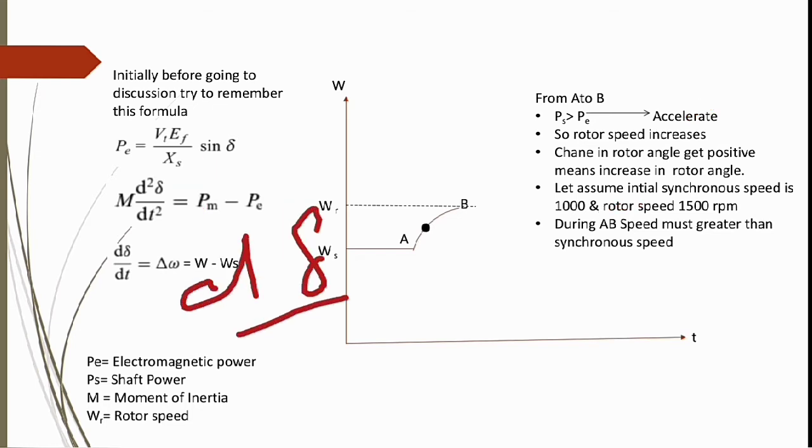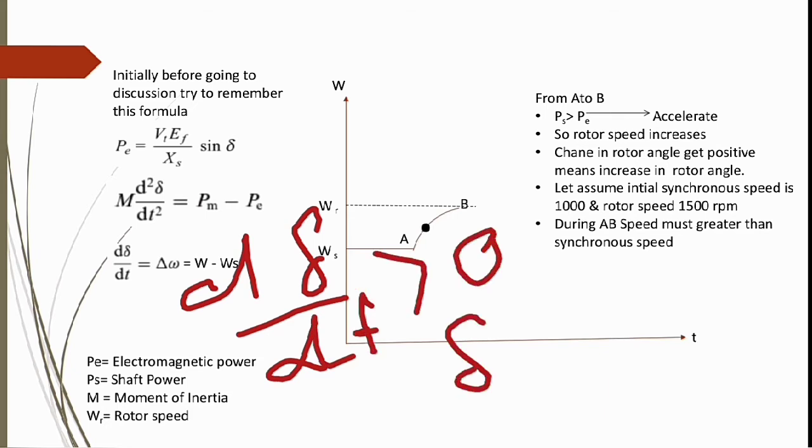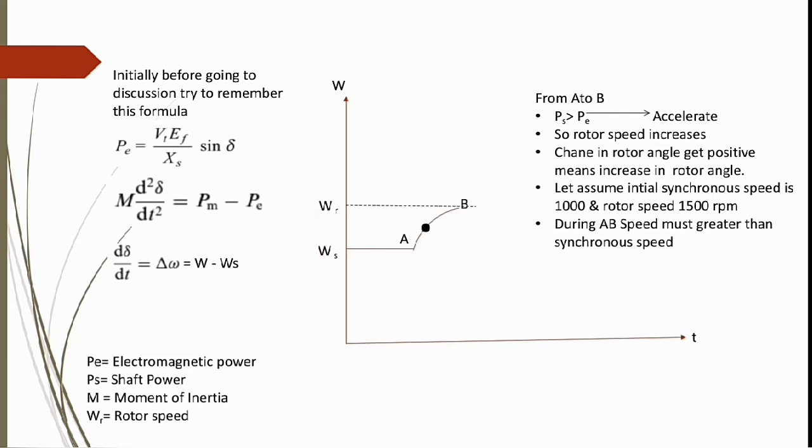That means d del upon dt is positive. So del should be increased. Okay, so these types of things happen during the duration of AB. Next we will go to the point B.